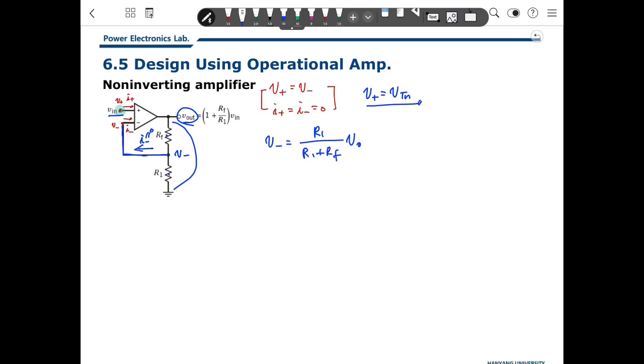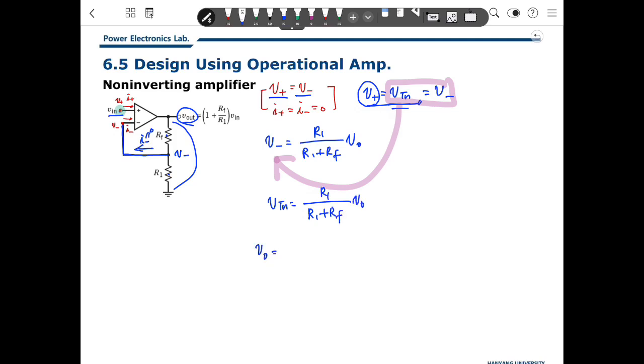Because V plus and V minus are the same, and V plus is Vin, this will be V minus. So we add here to there. So Vin is R1 over R1 plus RF times Vout. So Vout is (R1 plus RF) over R1 times Vin. That will be 1 plus RF over R1, times Vin.